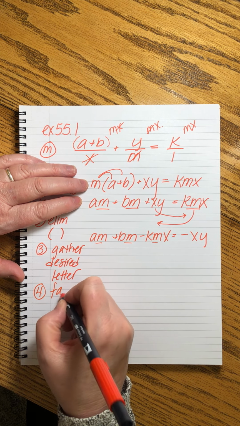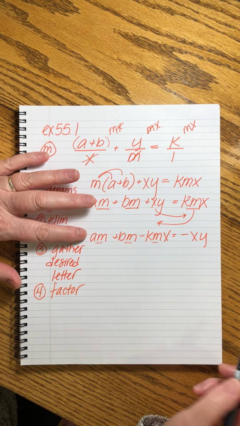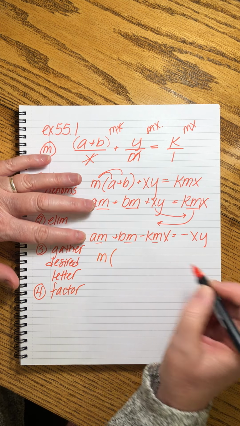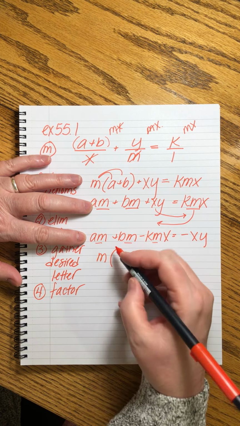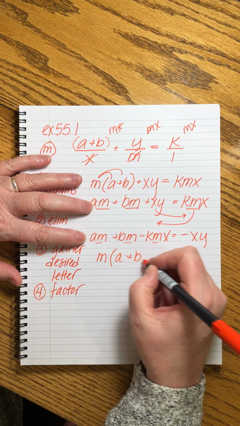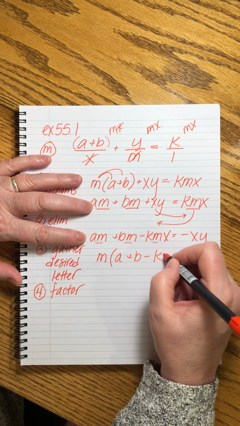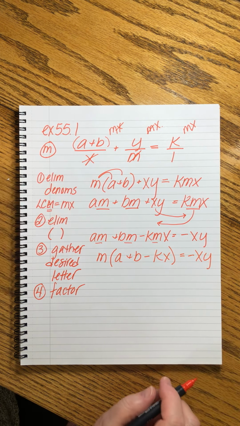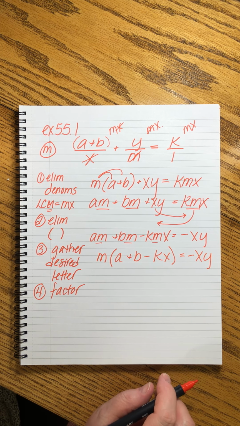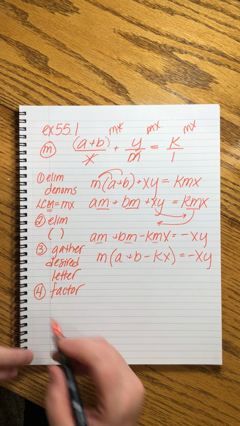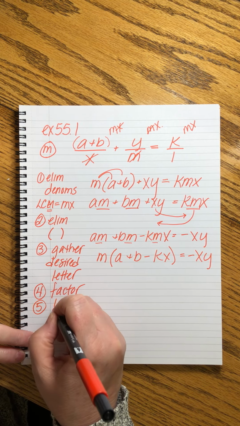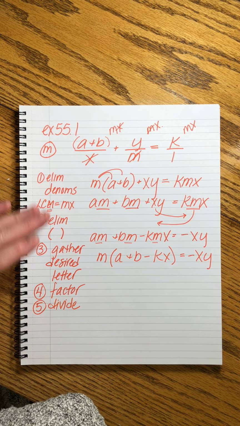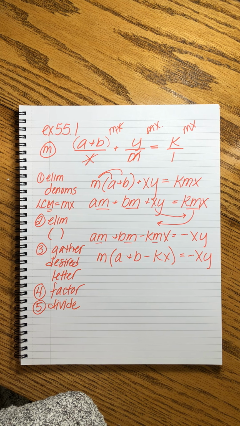Then we factor. And what I mean by that is here where we've got all the M's collected, we're going to factor out that desired term. What we'll have left is the A plus the B minus KX, and that equals minus XY. Beautiful, right? Now, the last step, divide. And notice these steps are exactly the same. All of these steps are the same as what we've been doing for abstract equations.